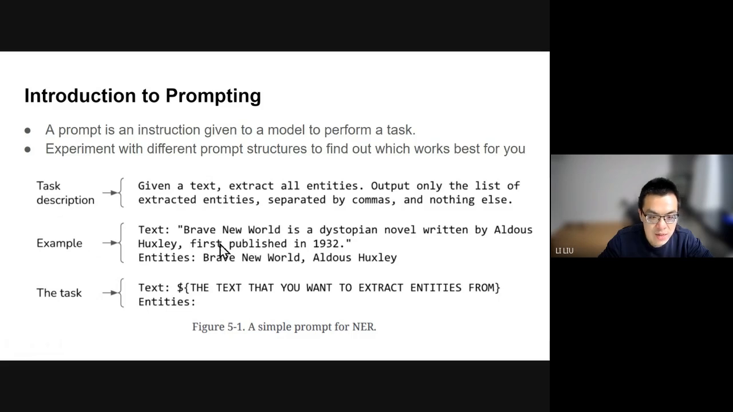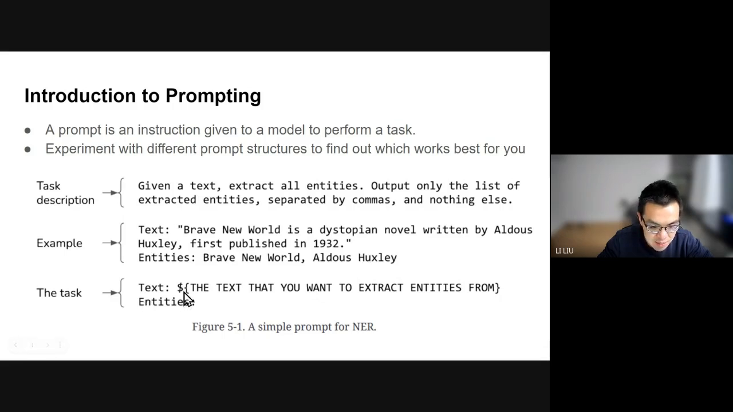So let me break that down. Firstly, in the description, we tell it, if you have a text, extract all the entities and do the extraction, and otherwise separate by column. To really make the model understand what you want to do, here you provide an example. For example, in this text message the entities could be Brave New World, which is the book name, and also the author name. But we don't want the other information if it's not an entity.